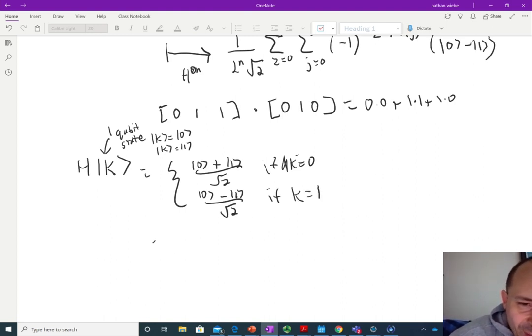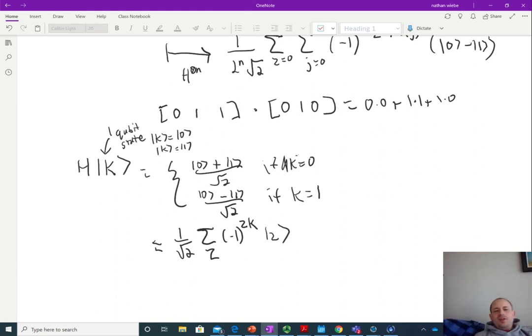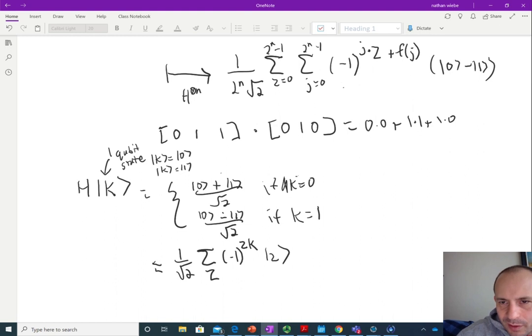So we can end up writing this as 1 over root 2 sum over z of negative 1 to the z k times z. Plugging in all of the possible patterns, for example z equals 0, we end up getting 0 and 0, both with a plus sign. If we plug in z equals 1, if the input k was 0, then we have a positive coefficient, like we see here. If k is equal to 1, though, we would see a negative coefficient, like we have there. So this matches the exact same form that we saw up here.